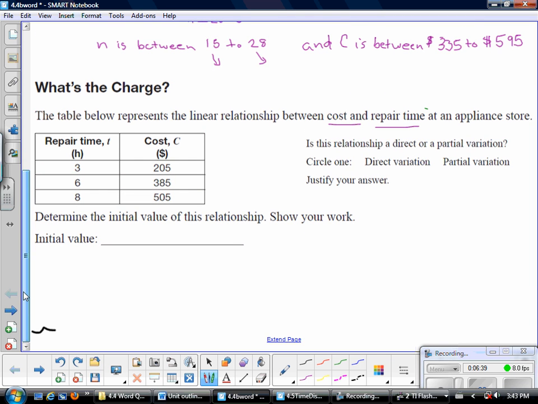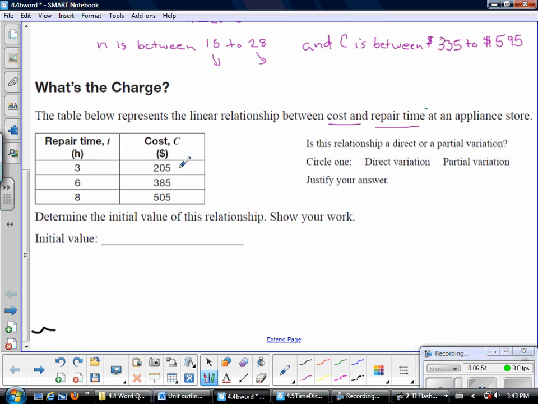Now, things that I do know when I have a table of values, if I can find what 0 is, and it's 0 for cost, then I know right away that it is direct, because 0, 0 tells me it's a direct variation.